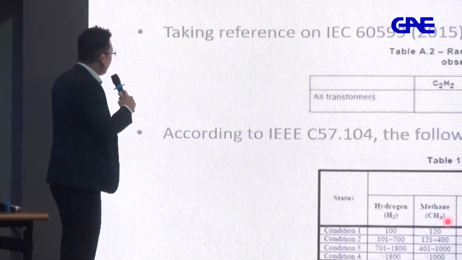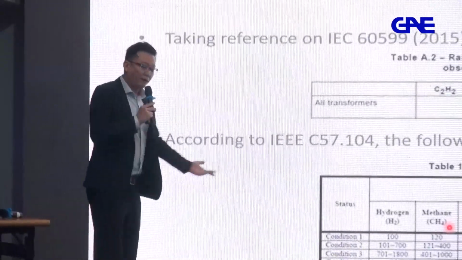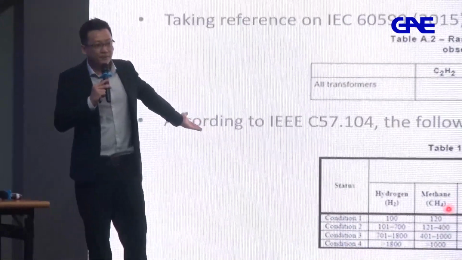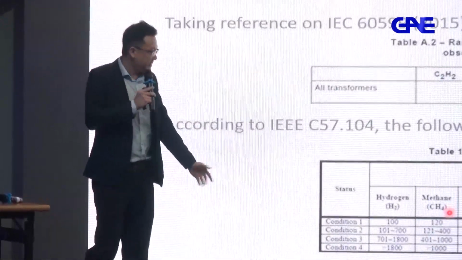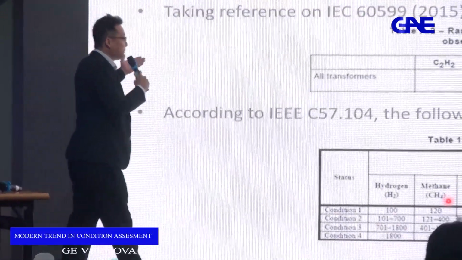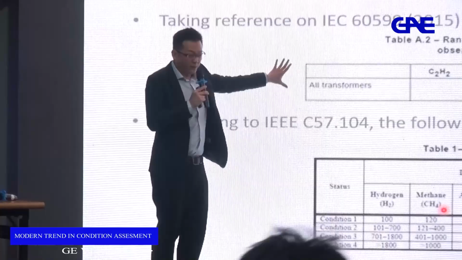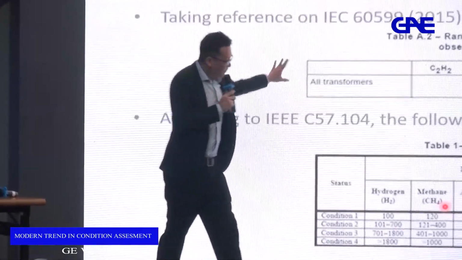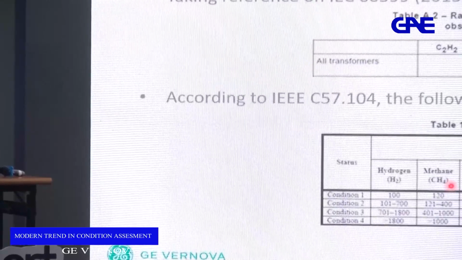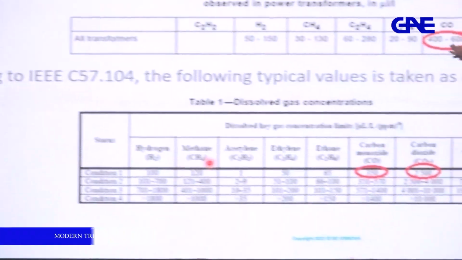Of course, we will take reference from two standards. One is IEC 60599, and the other is IEEE C57.104. Here, typical values for 90% of power transformers, healthy transformers: you'll see that carbon monoxide is between 400 to 600 ppm.